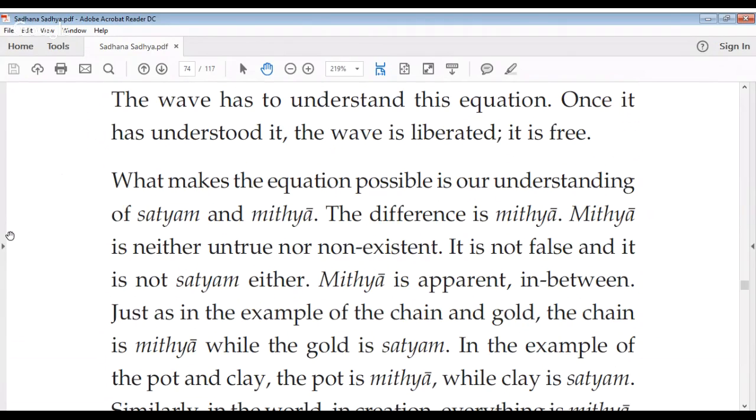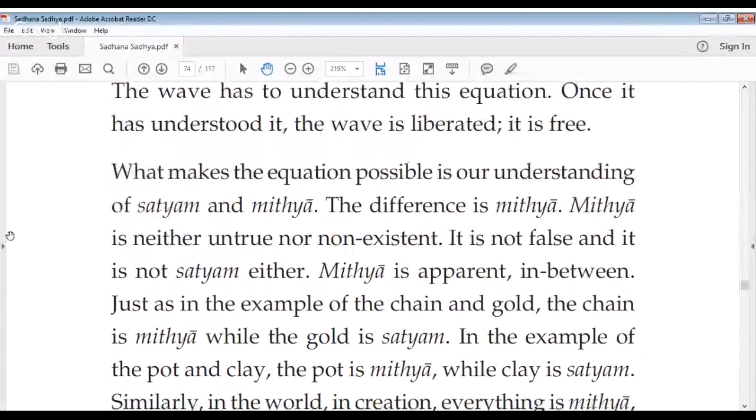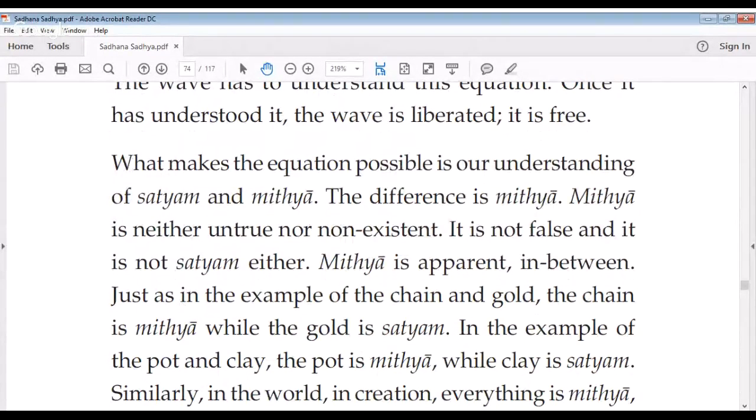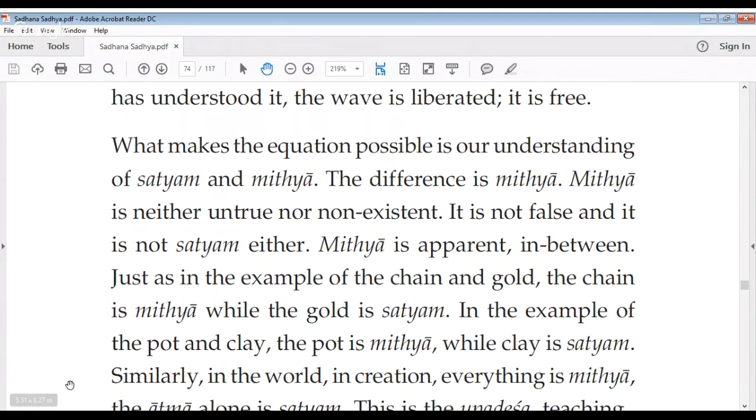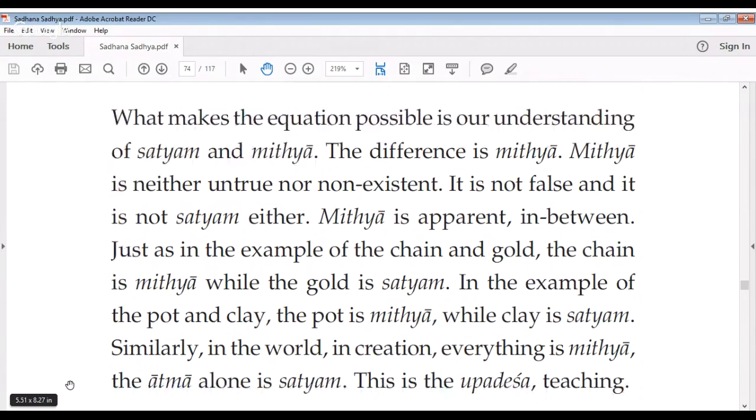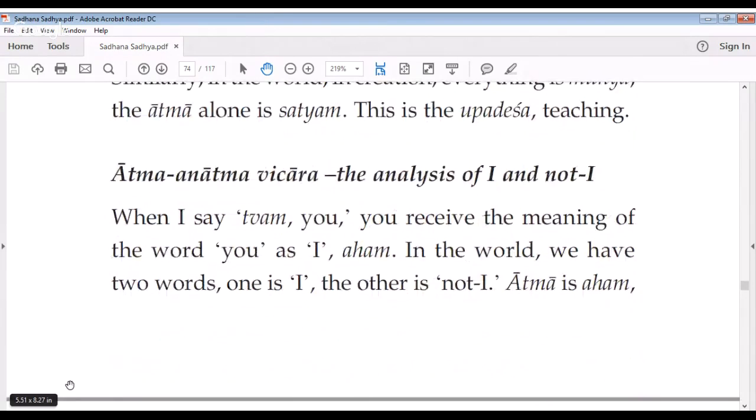Mithya is apparent, in between, just as in the example of the chain and gold. The chain is Mithya while the gold is Satyam. In the example of the pot and clay, the pot is Mithya while clay is Satyam. Similarly, in the world, in creation, everything is Mithya. The Atma alone is Satyam. This is the Upadesha teaching.